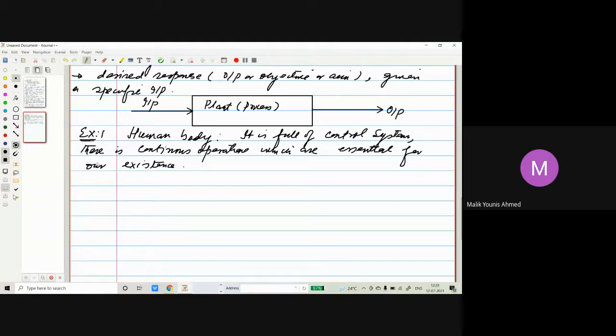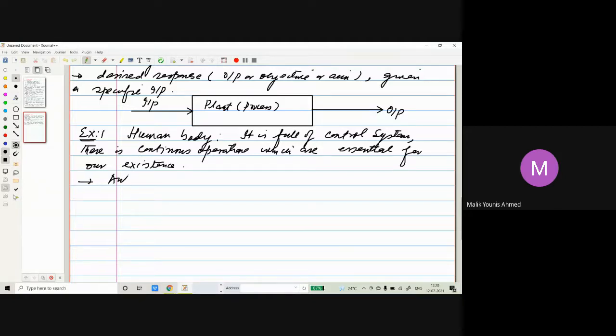So there are a number of control systems. Once there are, the operation of those control systems will continue. It has to continue, as it is obligatory and significant for the existence of a human being. Now, first control system, let's think of an automatic control system.